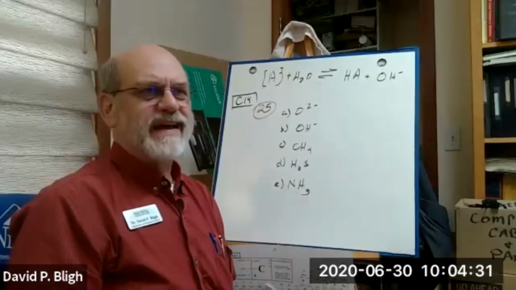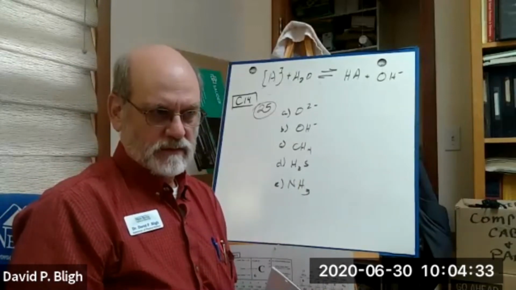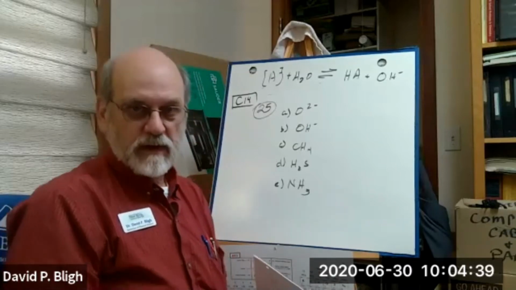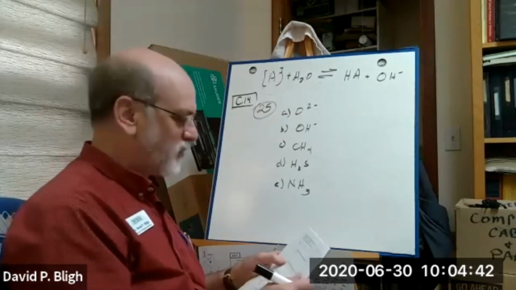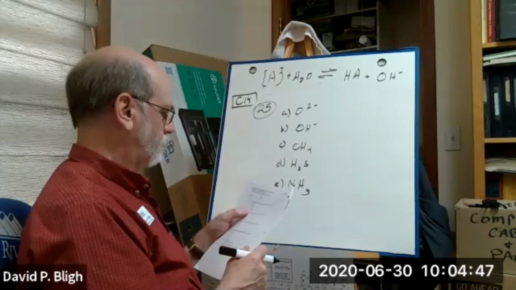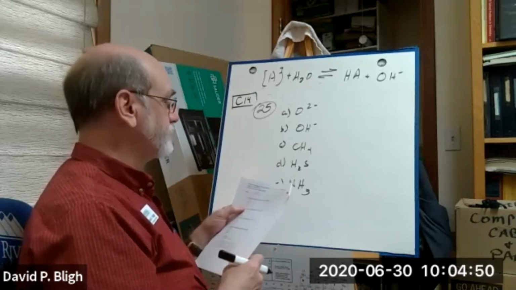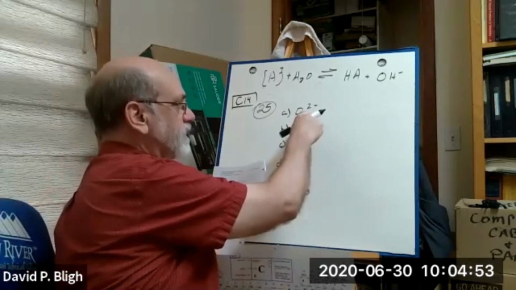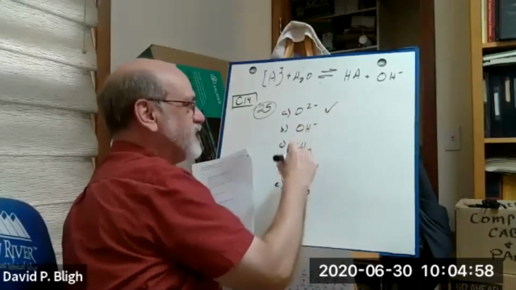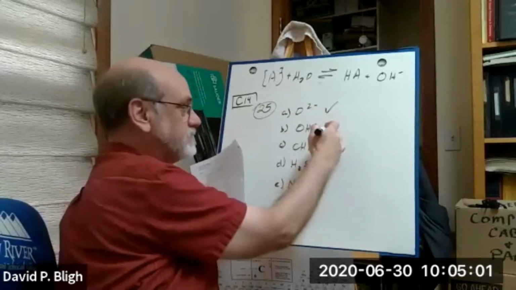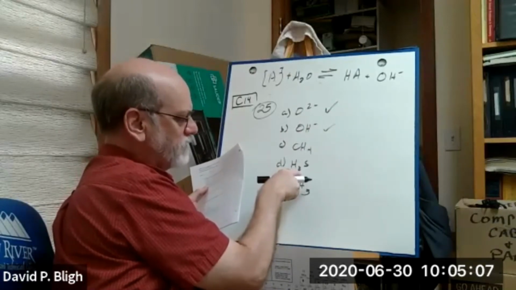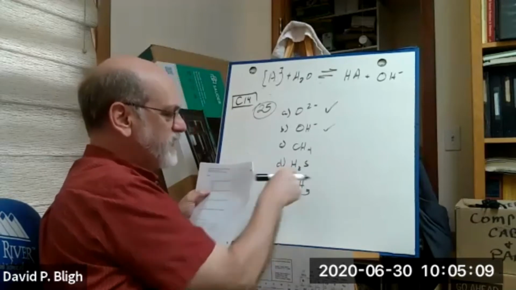Okay, a Lewis base is a proton acceptor, which means it's an electron pair donor. So which one cannot donate an electron pair? Well, let's say that one's got lots of electrons to donate, right? So that's a base. That can donate. This could donate. It could be a base.